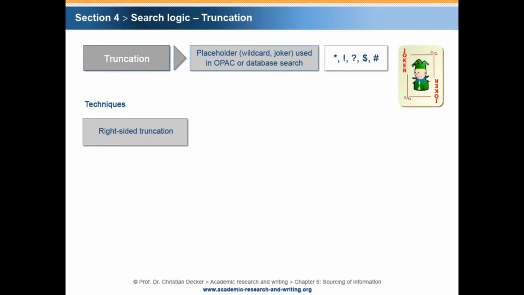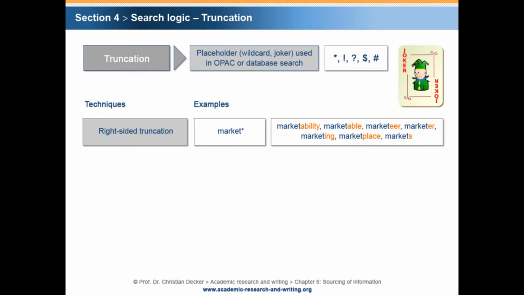Right-sided truncation. The example market asterisk retrieves literature titles that contain words with the word component market on the left side of the word. Potential retrievals are titles that contain words such as marketability, marketable, marketeer, marketer, marketing, marketplace, and markets.